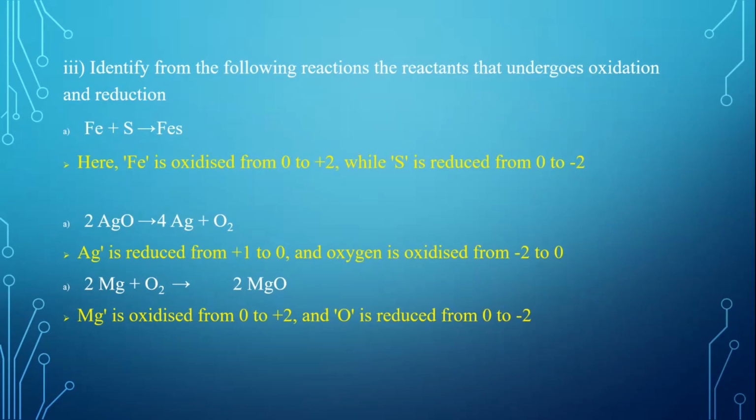So Ag is reduced from +1 to 0 and oxygen is oxidized from -2 to 0. 2Mg plus O2 gives 2MgO. Here Mg is oxidized from 0 to +2, right? And O is reduced from 0 to -2.